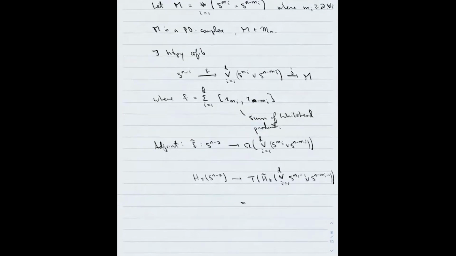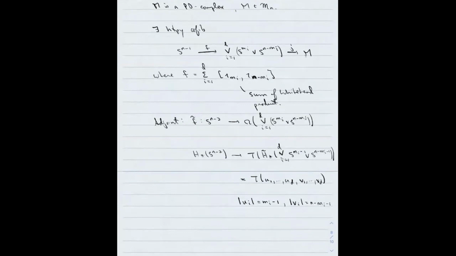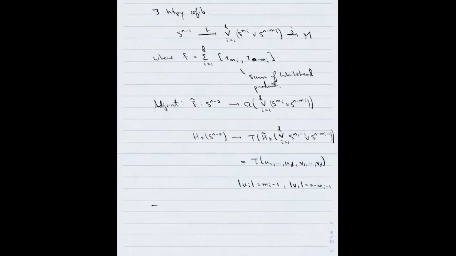And let's write that as a tensor algebra on elements, say U1 up to UD, V1 up to VD, where the degree of UI is mi-1, and the degree of VI is n-mi-1. So the U's correspond to the mi spheres, and the V's correspond to the n-mi spheres. Then this adjoint, if we look at what it does to the generator in the homology of S^(n-2), it just takes it to a sum of brackets.